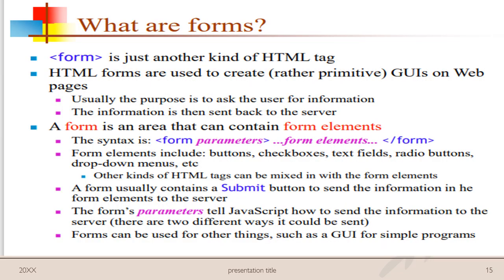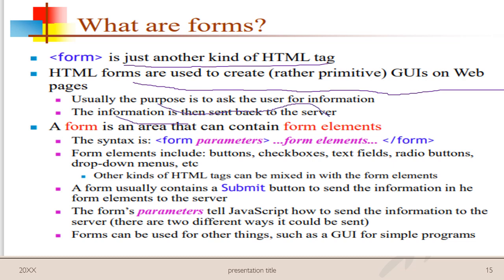Now let us see what forms are. Forms are just another kind of HTML tag. HTML forms are used to create a GUI on web pages. Usually the purpose is to ask the user for information. The information is then sent back to the server. A form is an area that can contain form elements.